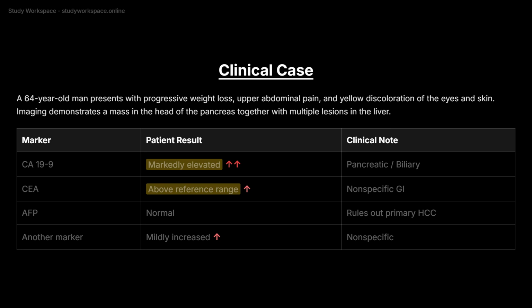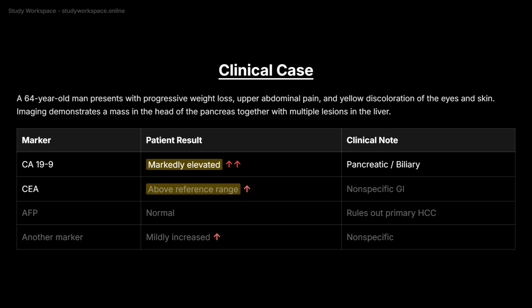A 64-year-old man presents with progressive weight loss, upper abdominal pain, and yellow discoloration of the eyes and skin. Imaging demonstrates a mass in the head of the pancreas together with multiple lesions in the liver. You are also provided with laboratory results for several tumor markers. As you examine the results on your screen, notice that the concentration of CA19-9 is markedly elevated.